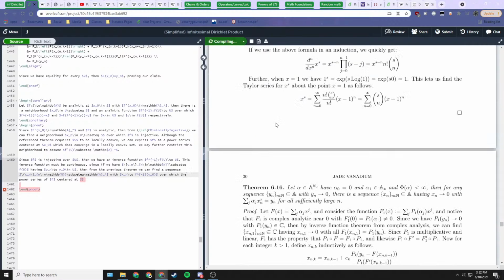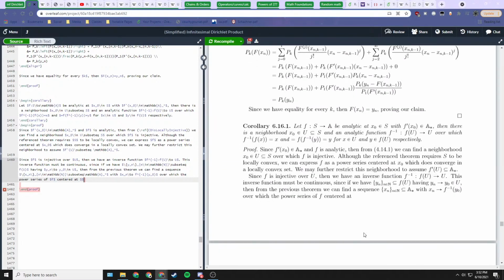I'm gonna have to change this theorem more to use lowercase f's. No, actually this is fine. Okay. Just continuous if we have blah blah blah. Power series of f centered at f inverse of y0 has, say, f at x_n going to f inverse of y0.